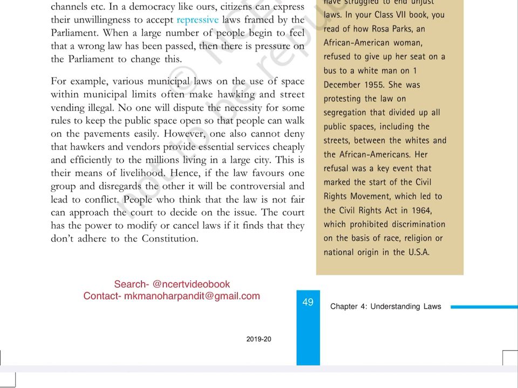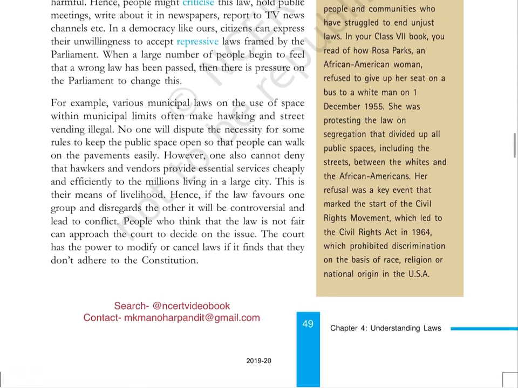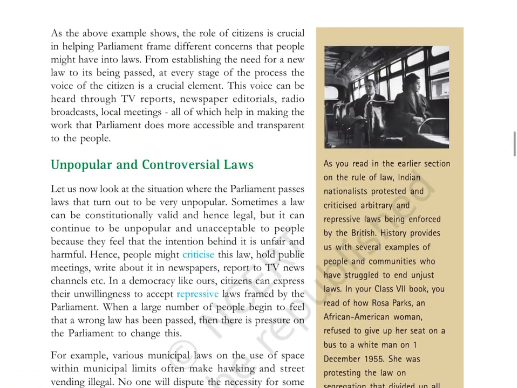As you read in the earlier section on the rule of law, Indian nationalists protested and criticized arbitrary, repressive laws being enforced by the British. History provides us with several examples of people and communities who have struggled to end unjust laws.